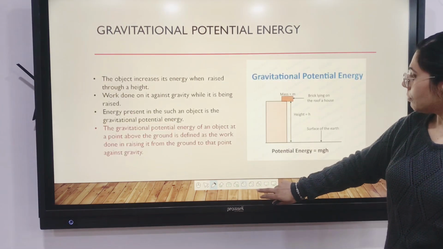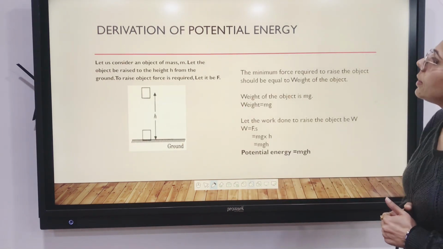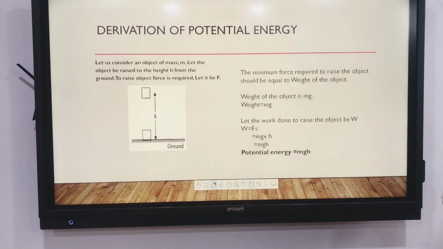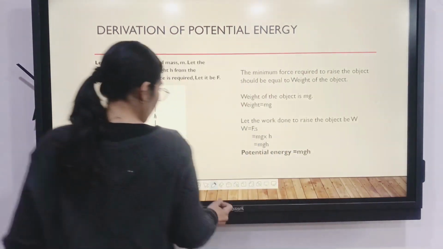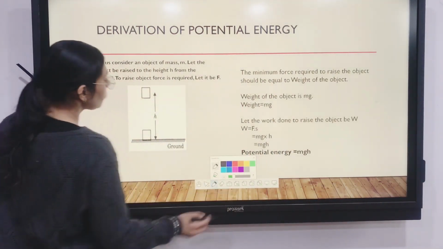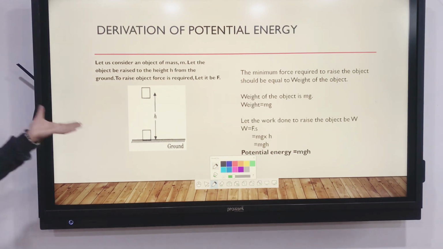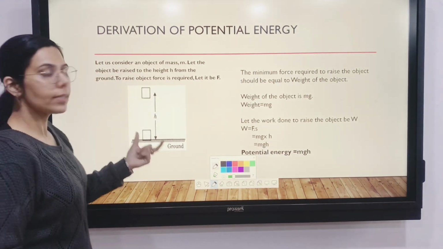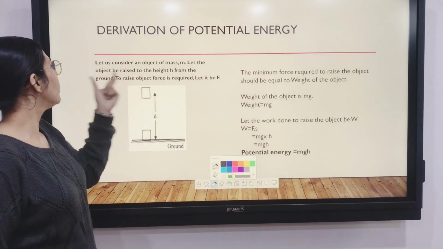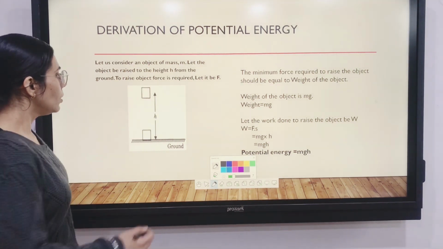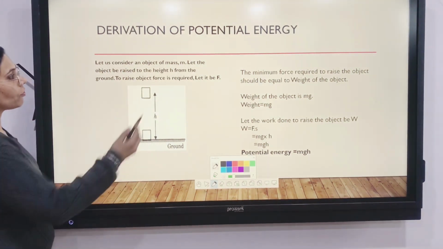Now we will derive the potential energy. Let us start with it. Let us consider an object of mass m, and let the object be raised to the height h from the ground.